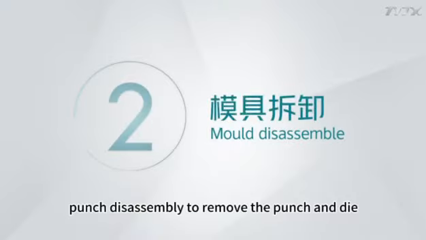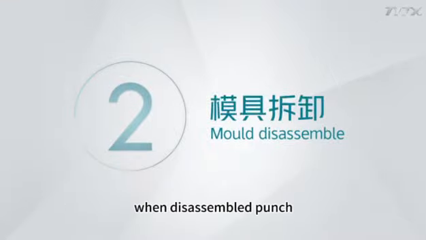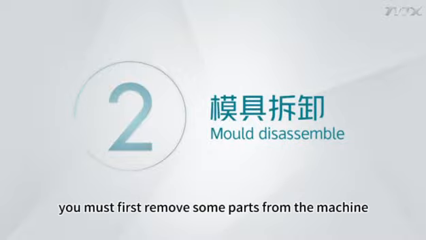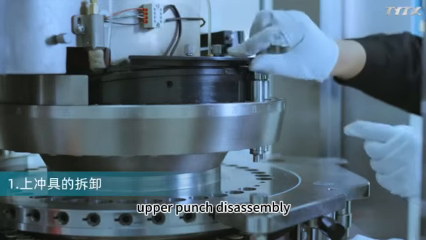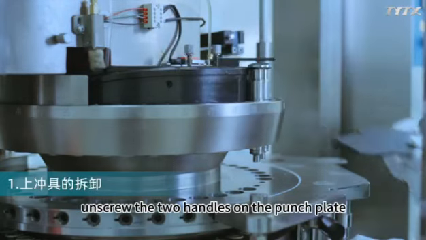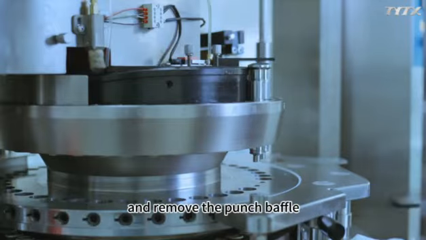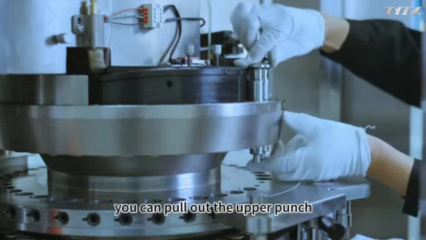Punch disassembly. To remove the punch and die, you must first remove some parts from the machine, such as hoppers, feeders, and baffles. Upper punch disassembly. Unscrew the two handles on the punch plate and remove the punch baffle. You can pull out the upper punch.